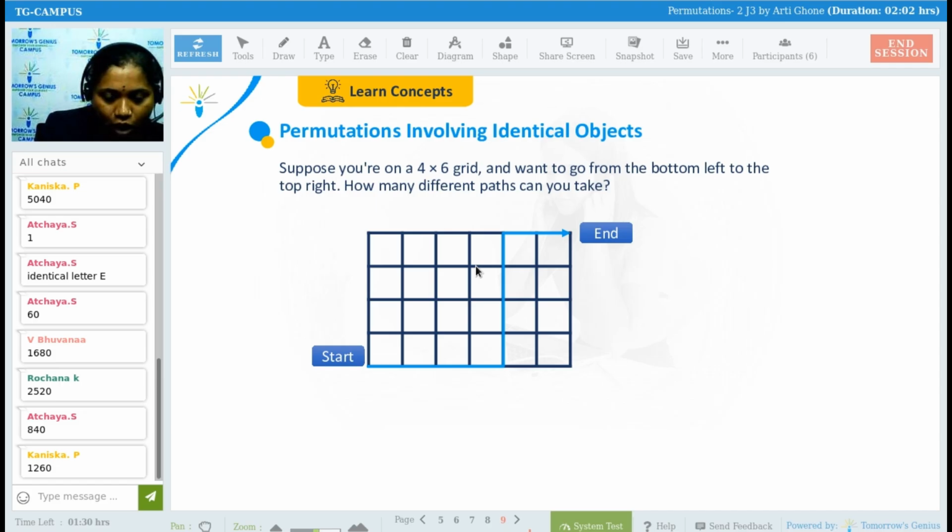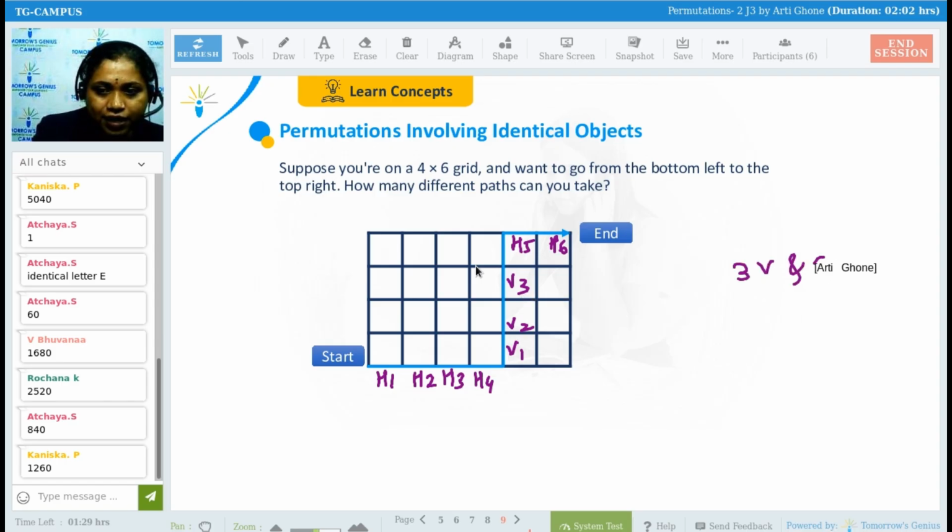Now, if I take it this way, how many horizontal moves am I taking? H1, H2, H3, H4, and H5 and H6. Right, these are my horizontal moves. How many vertical moves are there? V1, V2, V3. Clear? Now I have 3 vertical and 6 horizontal moves. Likewise, how many total moves are required? 9 total moves. First scenario is clear.